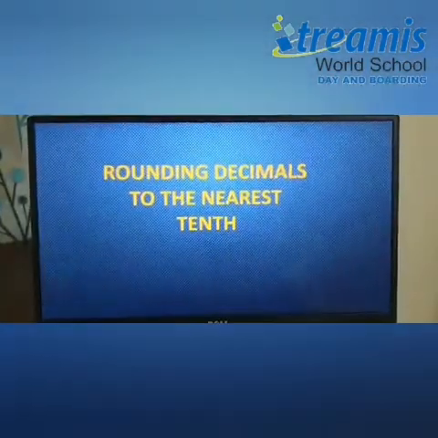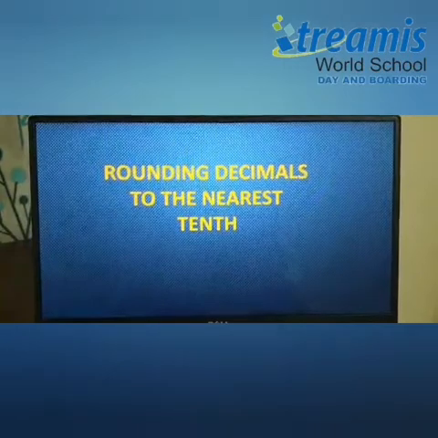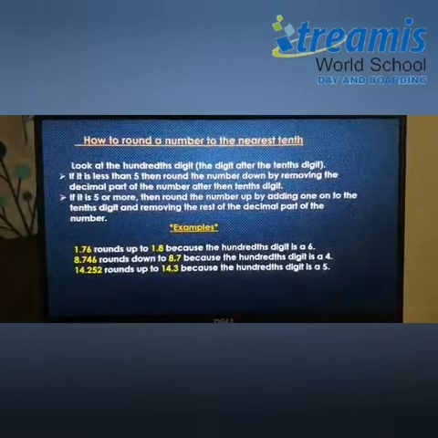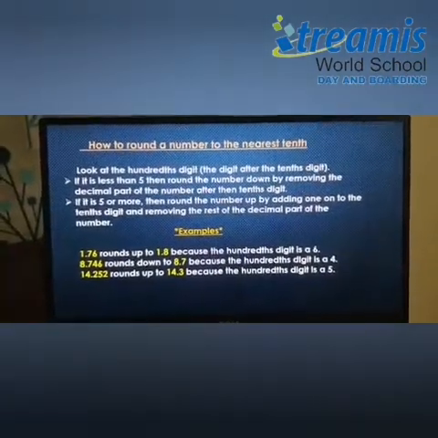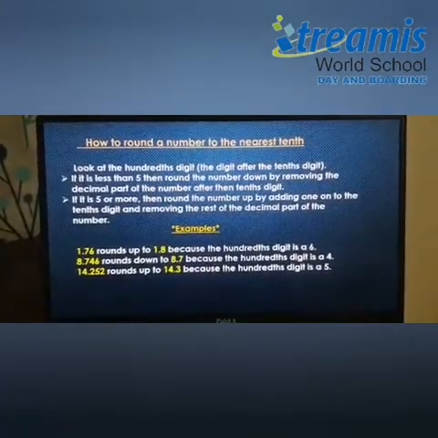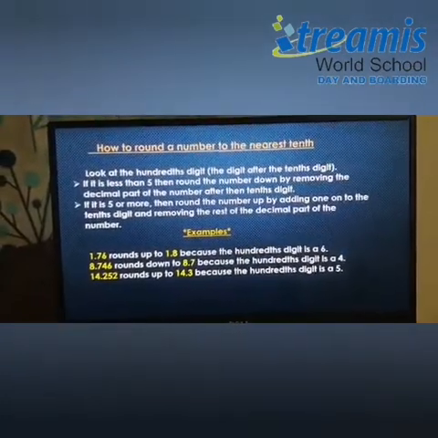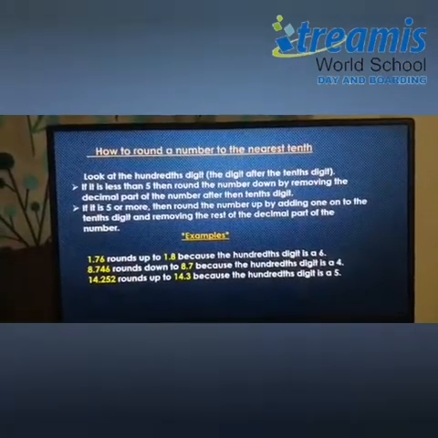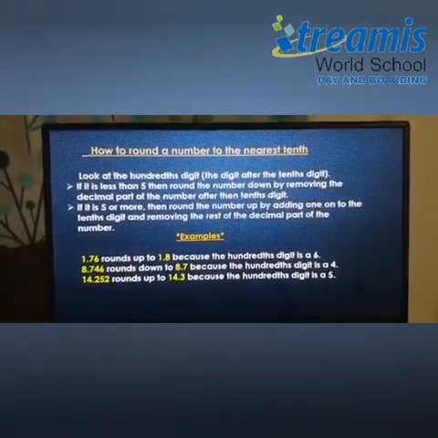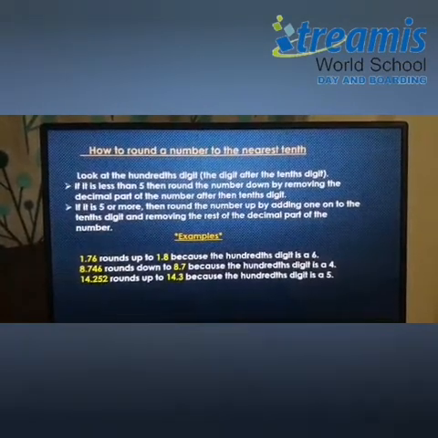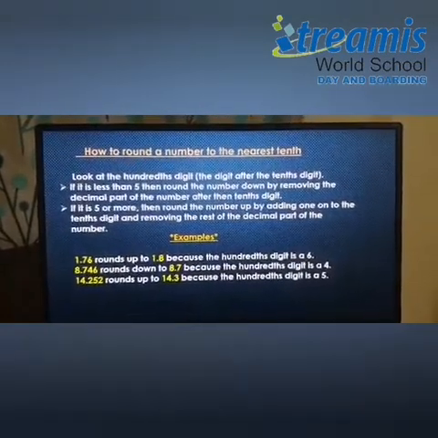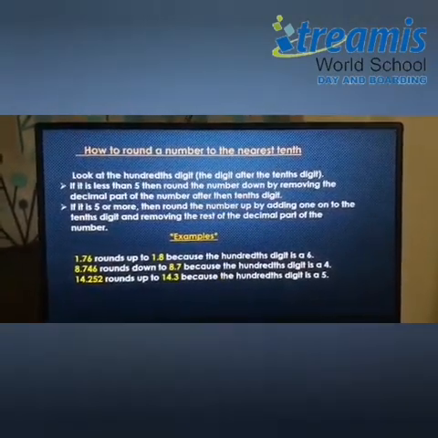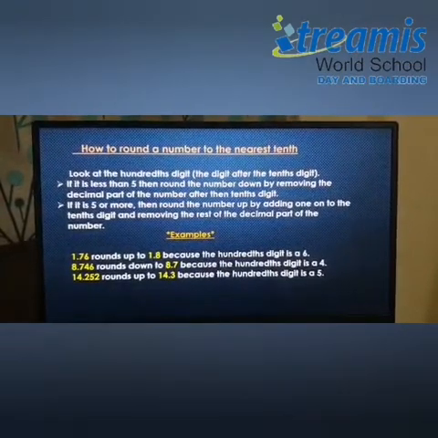Now, how to round off decimals to the nearest tenth? So children, how to round a number to the nearest tenth? In this, you need to look at the hundredths digit, the digit after the tenths digit. If it is less than 5, then round the number down by removing the decimal part of the number after the tenths digit. If it is 5 or more, then round the number up by adding 1 onto the tenths digit and removing the rest of the decimal part of the number.